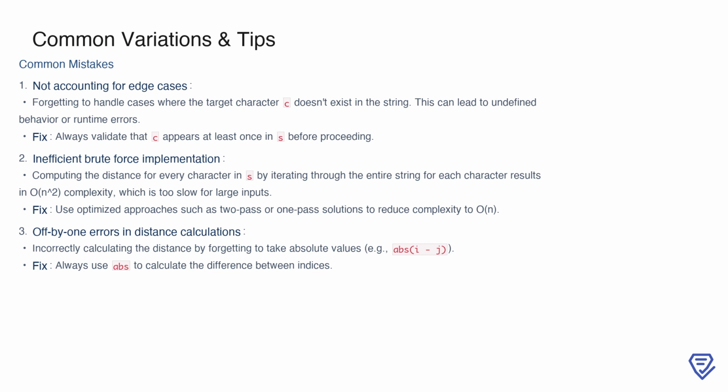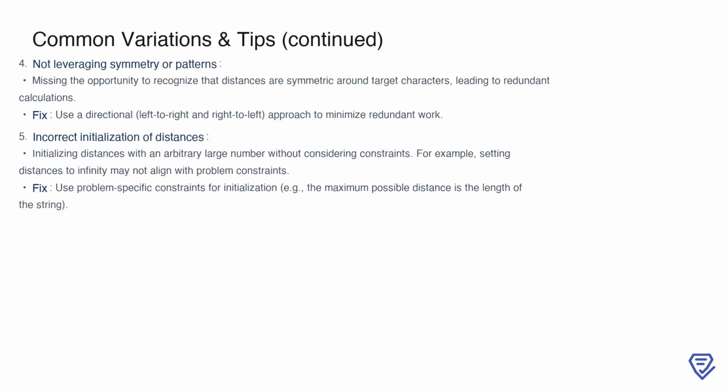A common mistake is forgetting to use the absolute value when calculating distances, which can lead to incorrect results. Always ensure you use abs(i - j) to correctly compute the difference between indices. Another mistake to avoid is not leveraging symmetry or patterns within the problem. The distances between characters are symmetric around target characters, so failing to recognize this symmetry can lead to redundant calculations. A more efficient approach is to use a directional strategy, calculating distances in one pass from left to right and another from right to left, which minimizes unnecessary work.